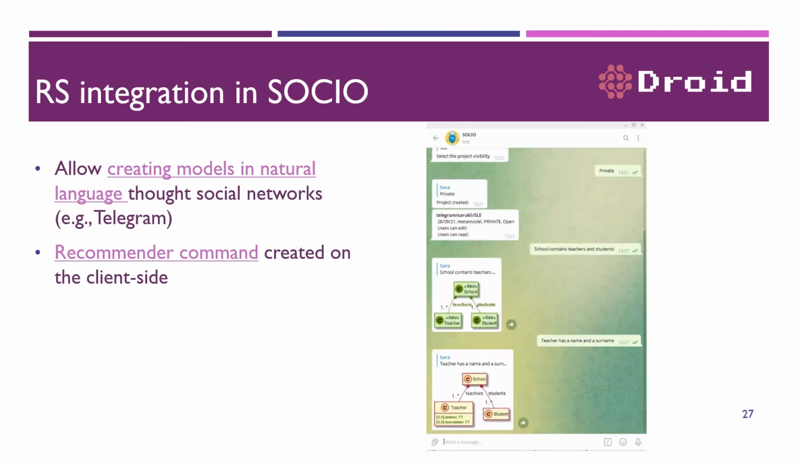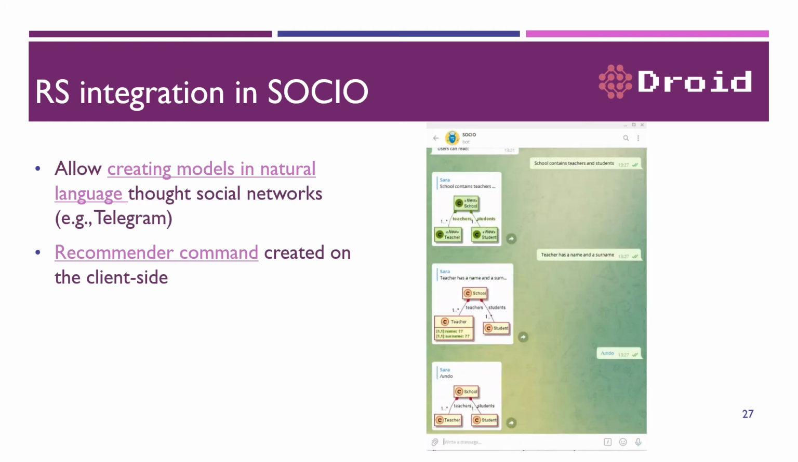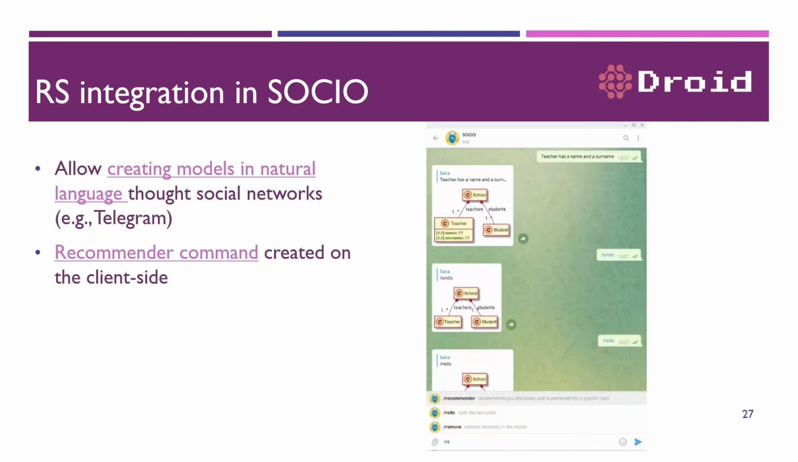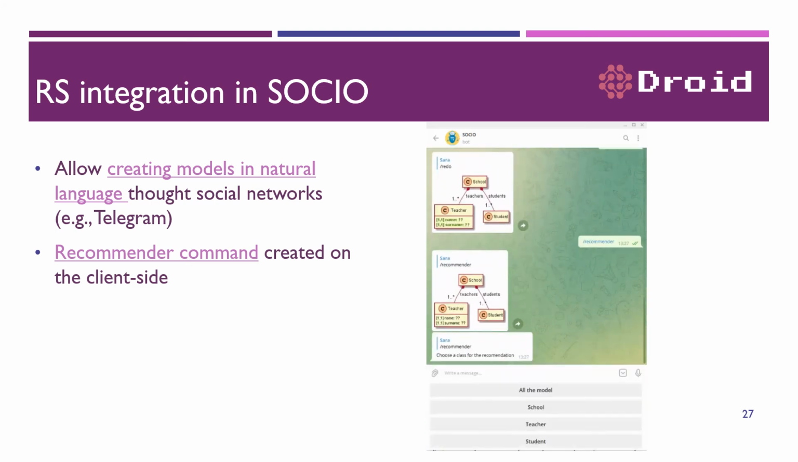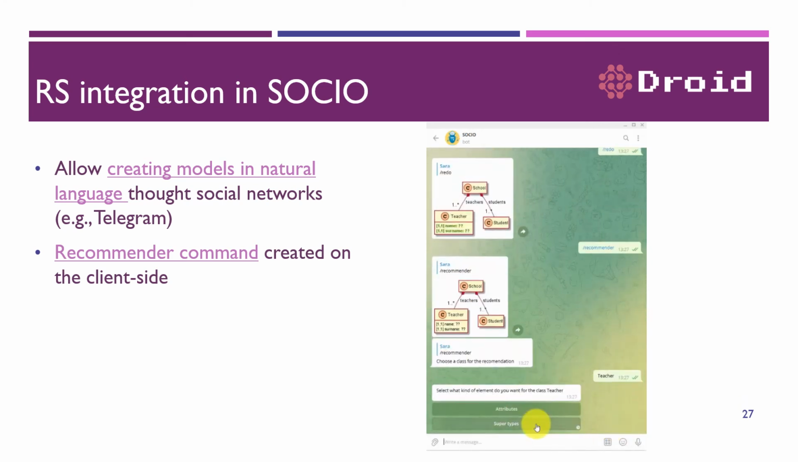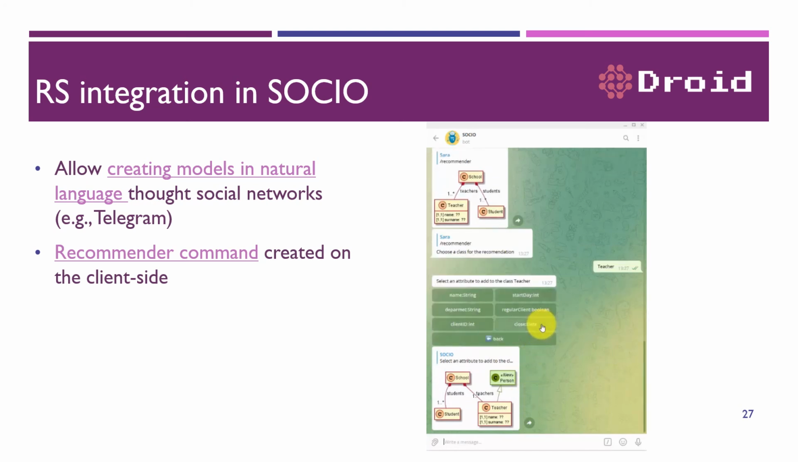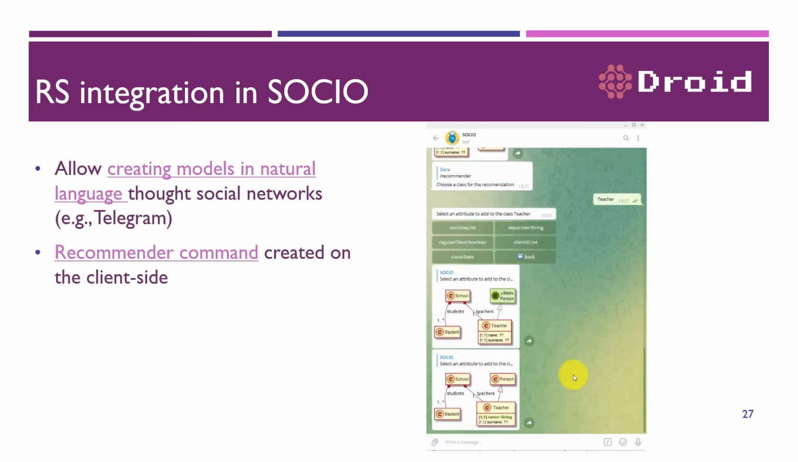SOCIO uses different commands such as undo to undo the new change and redo to redo the change. For this integration, SOCIO added a new command called recommender. When the user asks for recommendations using this command, specifying the class they want the recommendation for and the type of item, SOCIO sends the request to the recommender system service of Droid, and a list of items is retrieved. The user can select the recommended item in order to add it to the model, as in the case of person, or to fix the model, as in the case of name, where the type was missing.